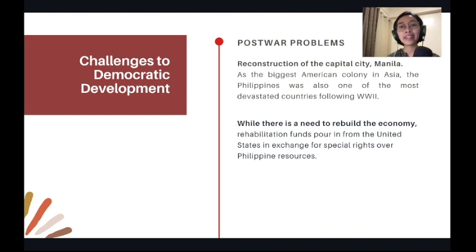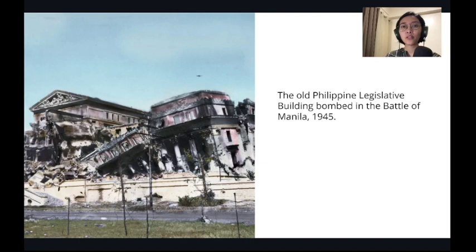Now, while there is a need to rebuild the economy, rehabilitation funds pour in from the United States. However, in exchange for special rights over Philippine resources such as land and agricultural goods, which we'll explain in a bit. So, yan yung challenges, no? You need to reconstruct. Ito yung funds. Kaso, kailangan yung i-amend yung constitution nyo para ibigay namin yung funds. So, makikita natin yung push and pull challenge later. But right now, let's talk about the problems first.